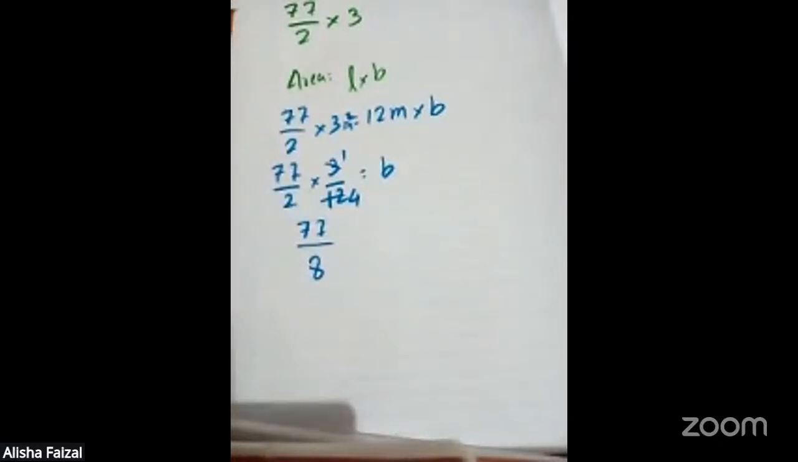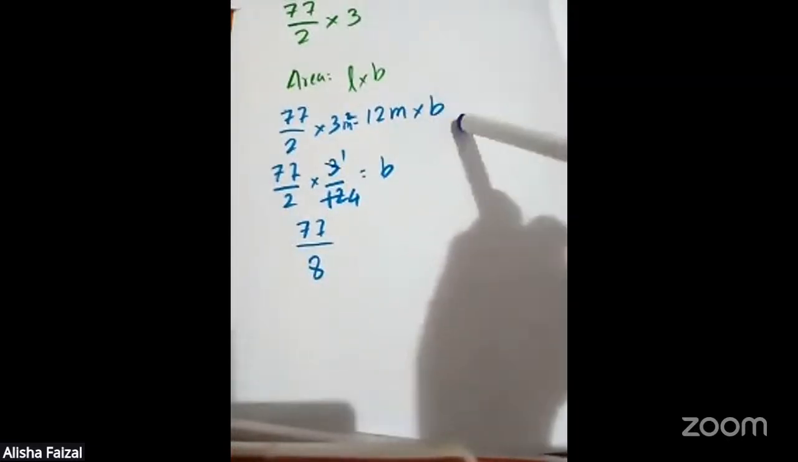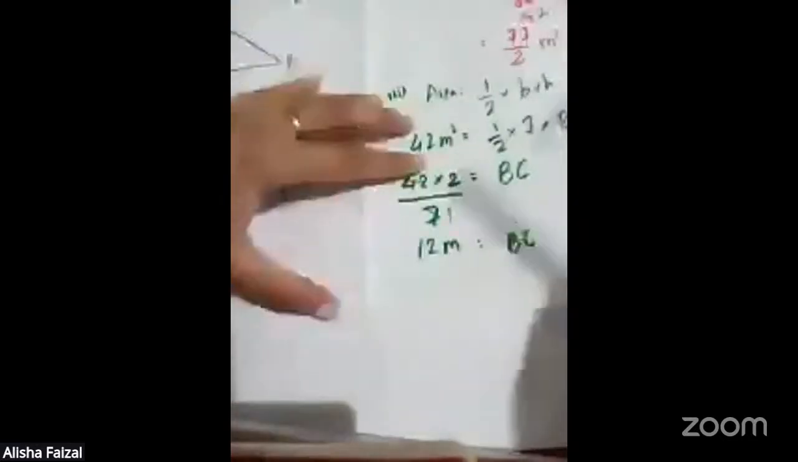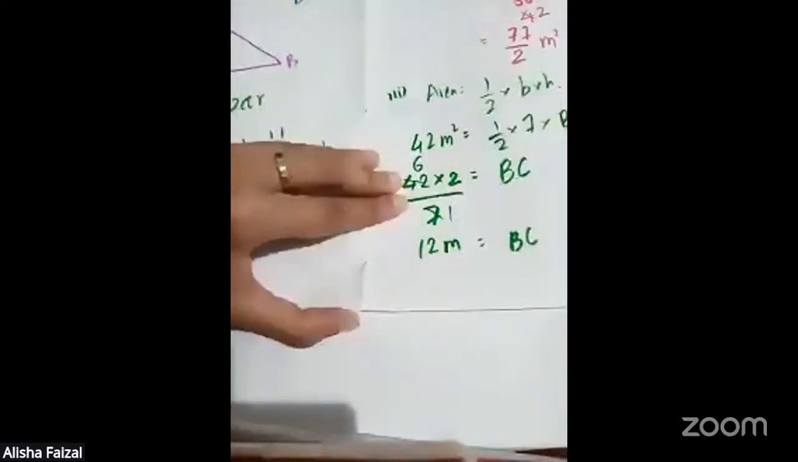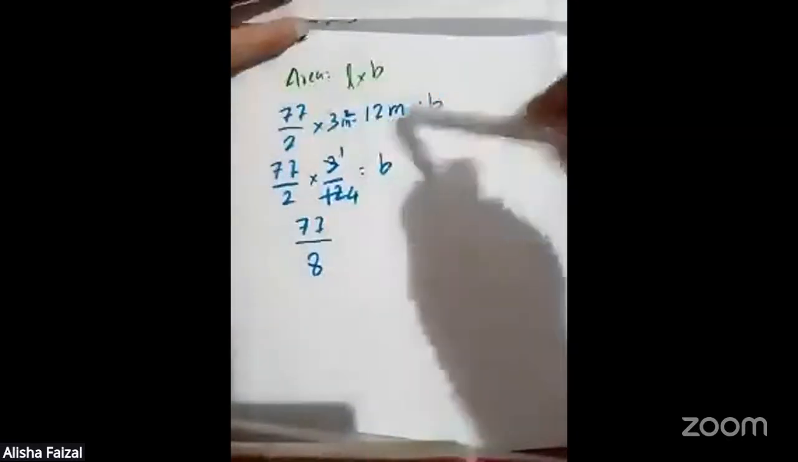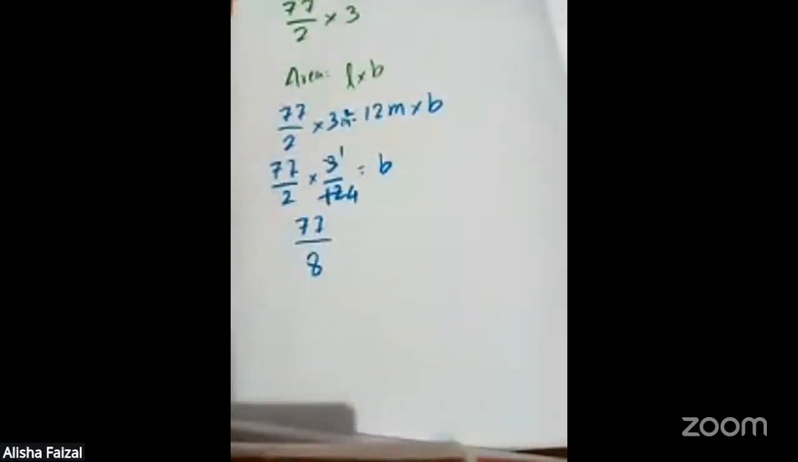Now we know that the equation to find the area of a rectangle is length into breadth. The length is what we found earlier. It is 12 meters. Then we write 12 meters times breadth. We don't know the breadth. Okay. Right.